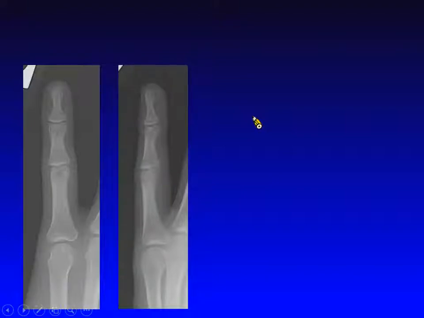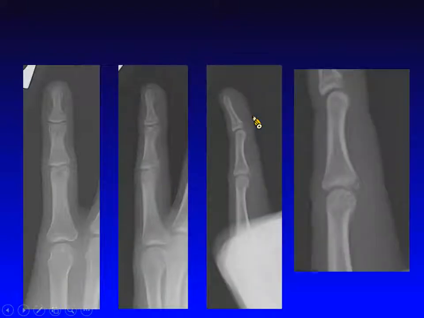Another thing that we can see only in the lateral view is the volar plate injury. And this can be quite common. You want to look at it on the base of that middle phalange.